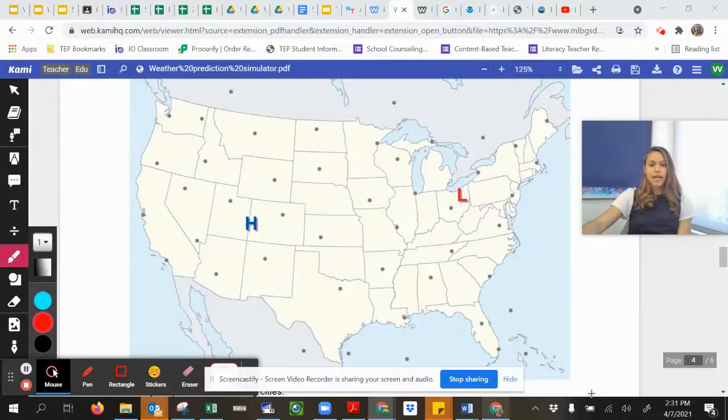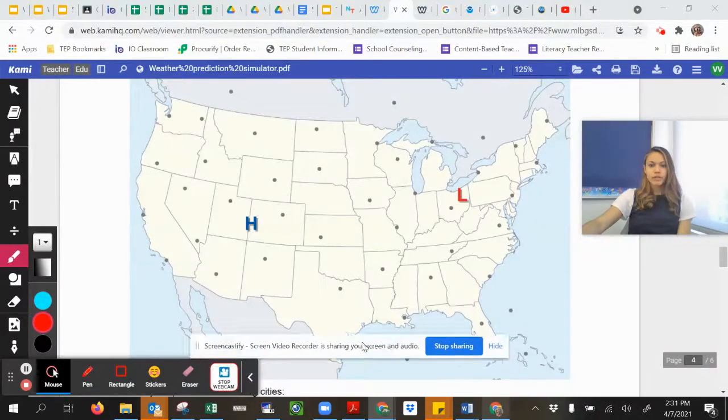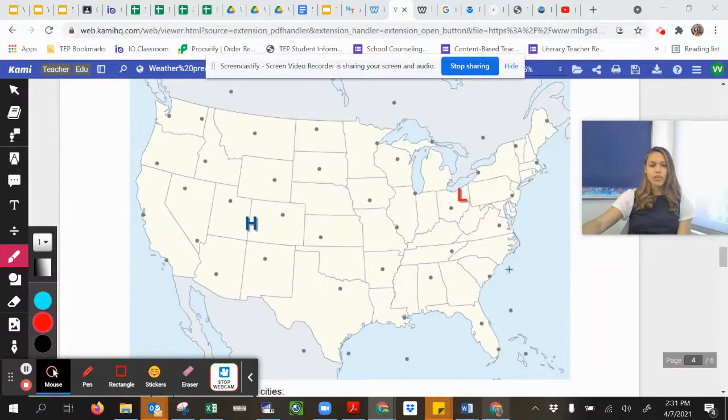Okay, so I'm going to break down how we could create a weather radar using some information already on the map. Sorry for my stuttering. So this is what we are going to do.